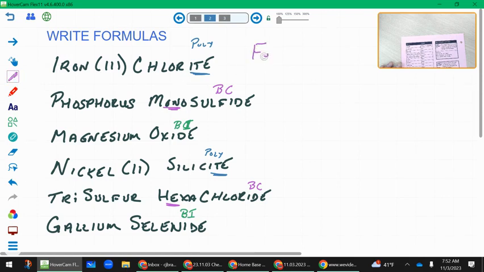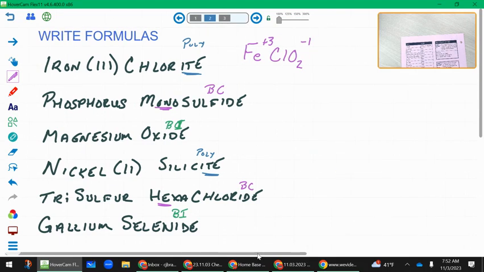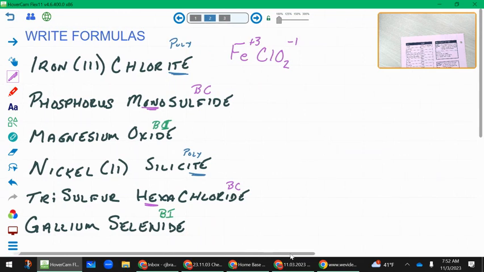So iron, Fe plus 3. Chlorite, ClO2. Now, chlorite is one less than chlorate. Chlorate is ClO3. So this is going to be ClO2 and it's a -1. So therefore, I'm going to write my compound now by doing the charges like I need to, which means this is going to be Fe, parenthesis, ClO2, parentheses, 3 outside. Questions?